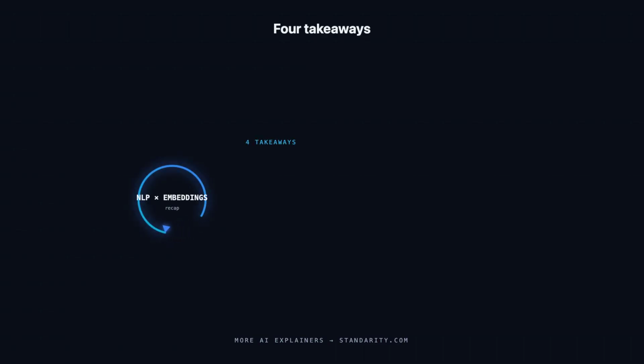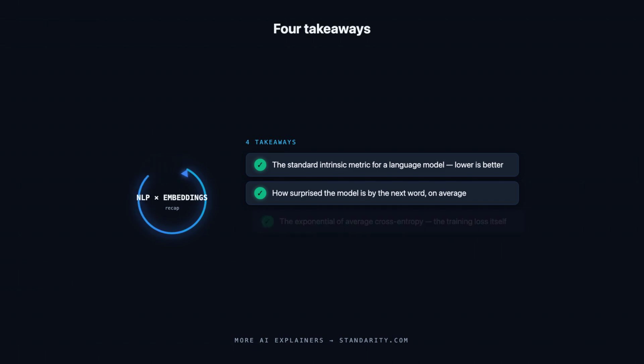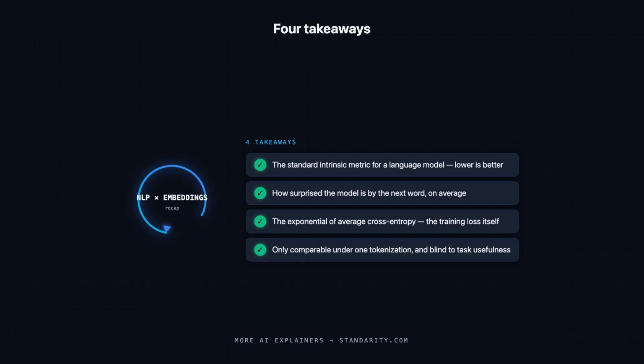Alright, let's lock in what matters. Perplexity is the standard intrinsic metric for a language model, measuring how well it predicts a sample of text, and lower is always better. Intuitively, it is how surprised the model is by the next word, readable as the effective number of equally likely options it weighs at each step. Formally, it is the exponential of the average cross-entropy, so minimizing the training loss is precisely the same as minimizing perplexity. Just remember the caveats: it is only comparable under the same tokenization, and it says nothing about factual usefulness, which is why modern evaluation adds task benchmarks and human preference.